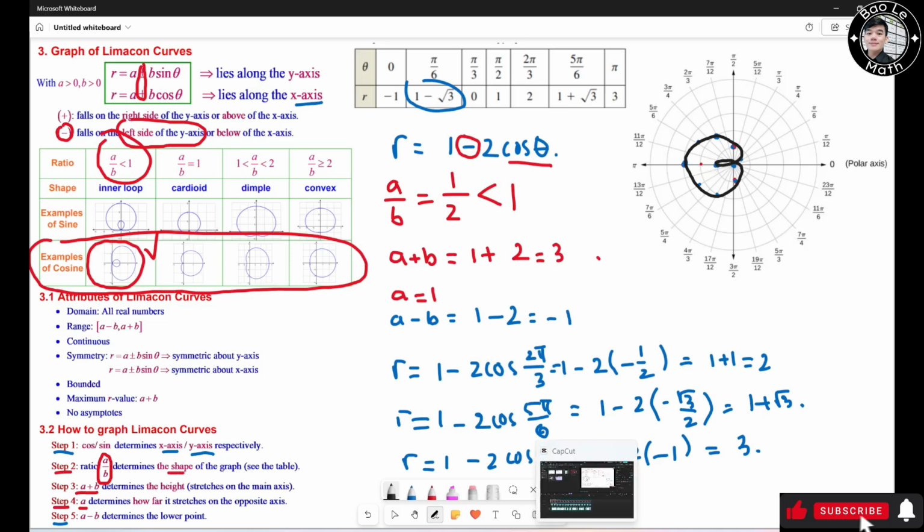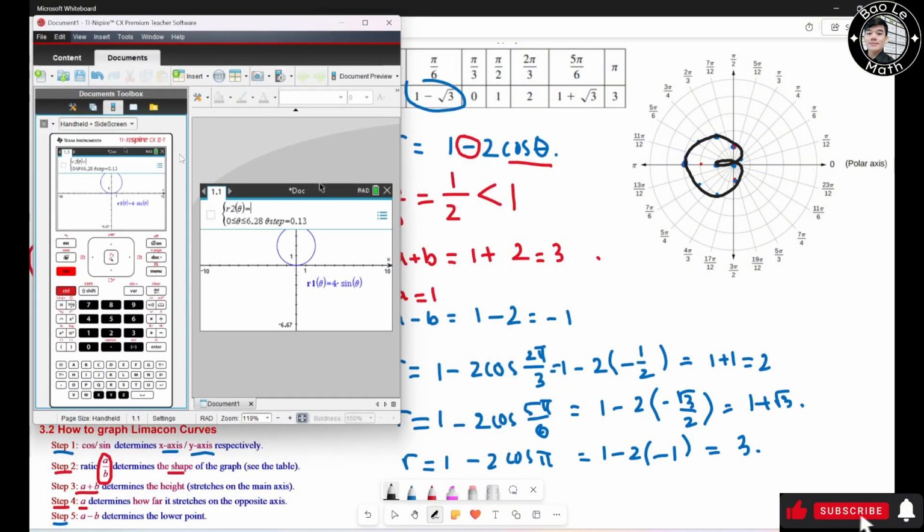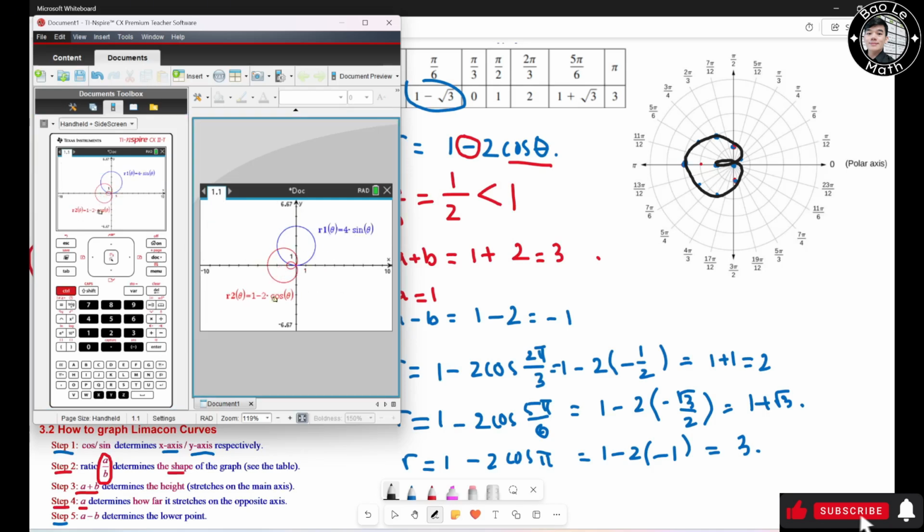Alright, so I'm going to use the TI-Nspire calculator first, right? Now I'm going to hit tab. Right here I just put 1 minus 2 cosine theta, right? And I just hit enter. It's gonna be right here, right? One is our solution. It's gonna be right here, right?